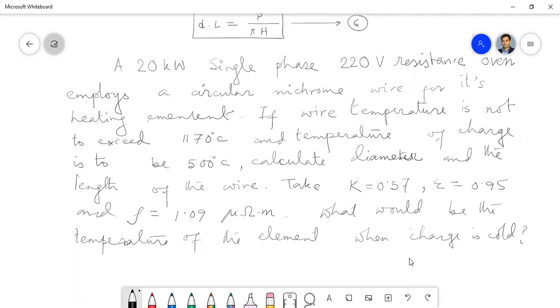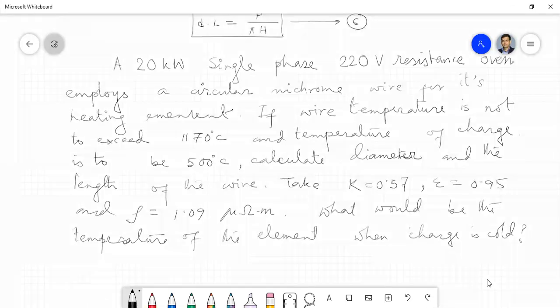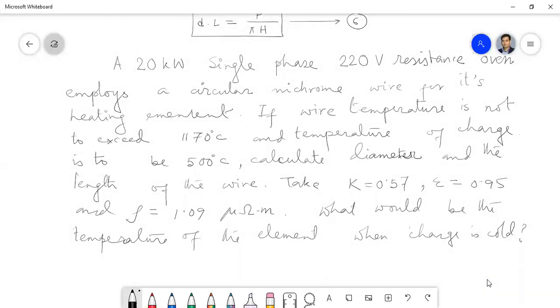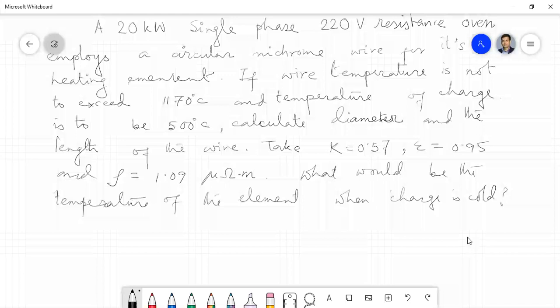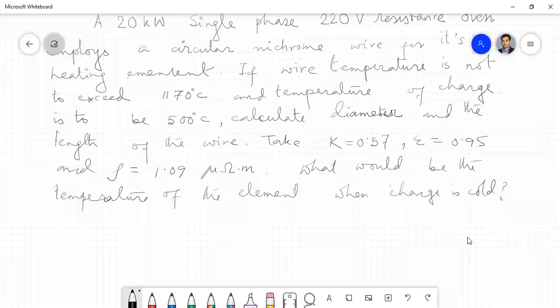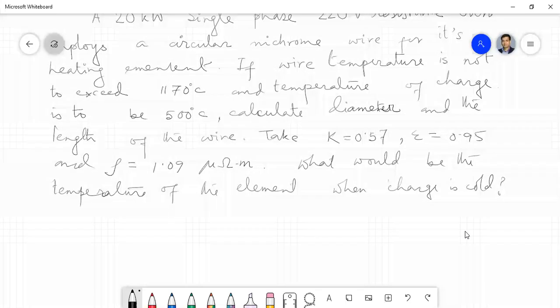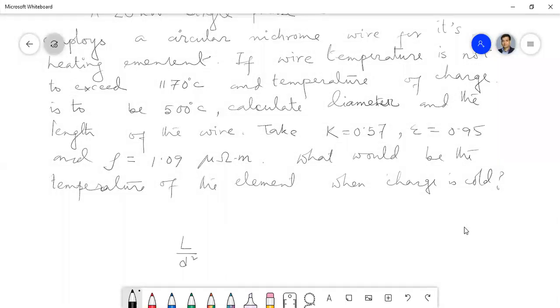Now try to solve this problem step by step. First you find this L by D square, that is given in equation 4. From this equation 4 we need L by D square, that is pi by 4 D square by P rho.